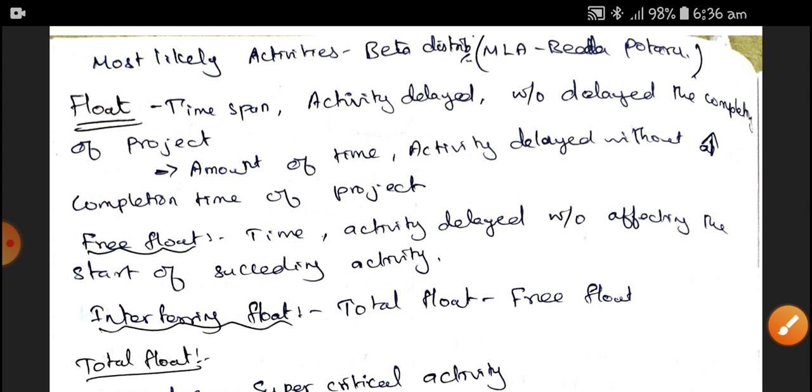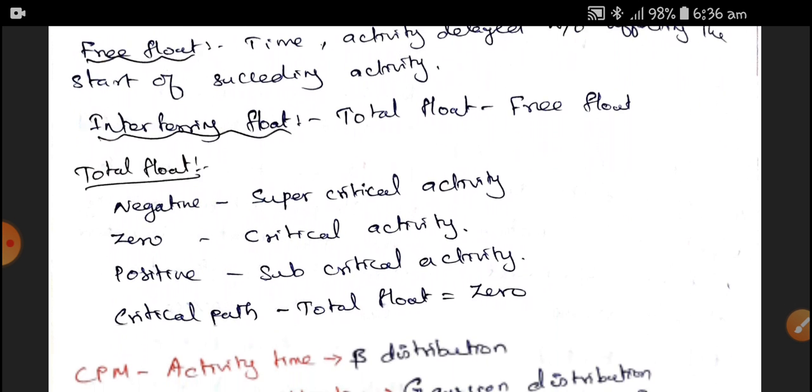So what is meant by a free float? It is the time an activity can be delayed without affecting the start of the succeeding activity. That is called a free float. Interfering float is the total float minus free float. Here the total float is very, very important.